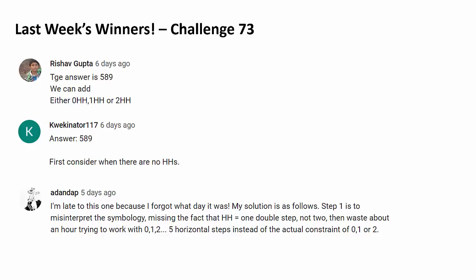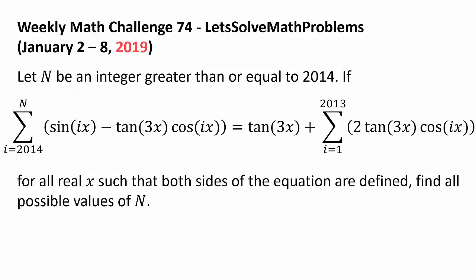Now let's get to this week's challenge. Let n be an integer greater than or equal to 2014. If the summation from i equals 2014 to n of sine of ix minus tangent of 3x times cosine of ix is equal to tangent of 3x plus the summation from i equals 1 to 2013 of 2 times tangent of 3x times cosine of ix for all real x such that both sides of the equation are defined, find all possible values of n.